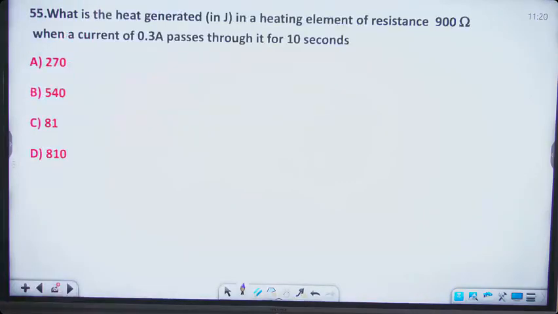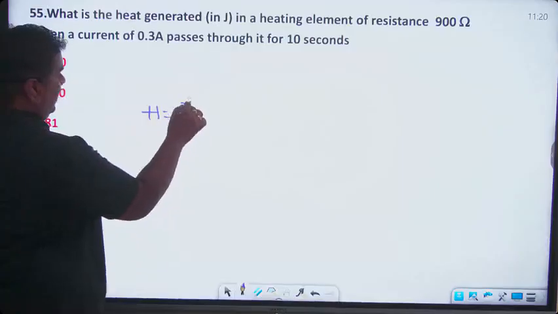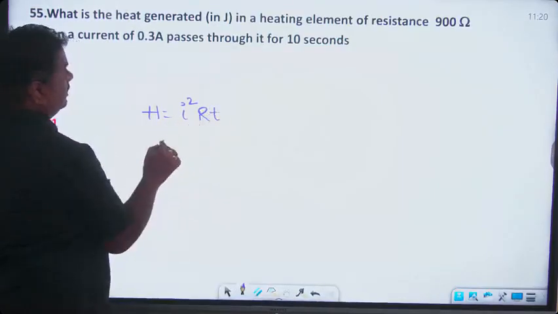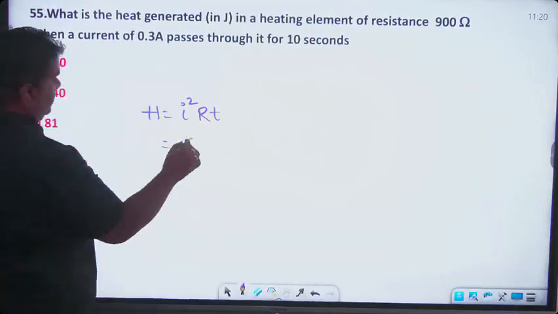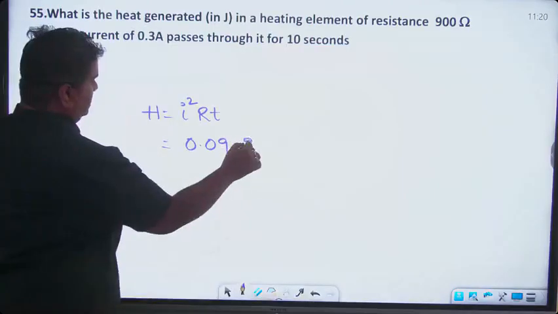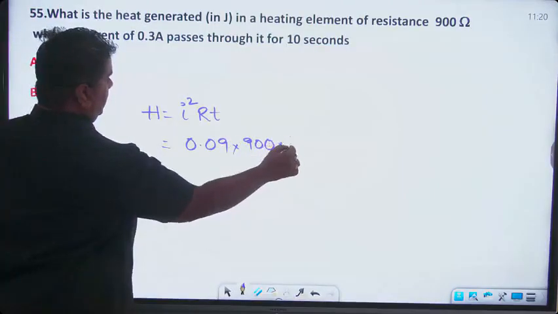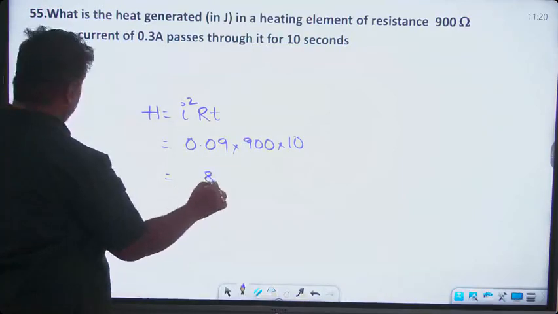What is the heat that is generated in a heating element of resistance 900 ohms when a current of 0.3 amperes passes through it for 10 seconds? H equal to I square into RT. So here in this case, the current is 0.3 amperes, so that will be 0.09. Resistance is 900 and time equal to 10 seconds, that will be 9 9s 81, 810.